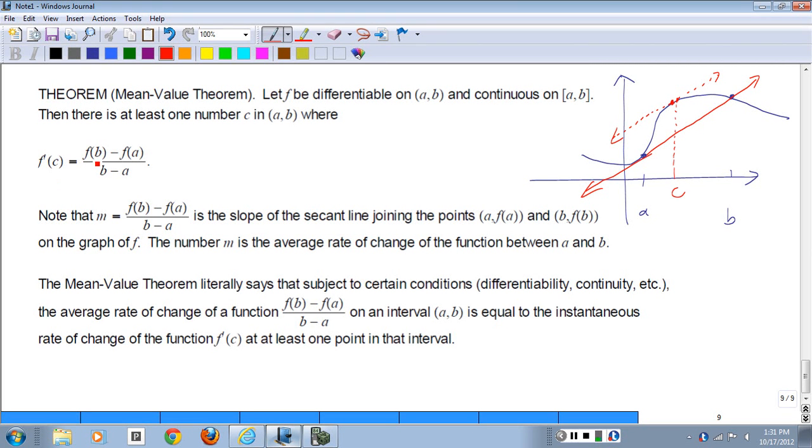So, f of B minus f of A over B minus A, that's the slope. That's the change in y over the change in x, because this is the point B, f of B. This is the point A, f of A. So the slope formula, y sub 2 minus y sub 1 over x sub 2 minus x sub 1, calculates the slope of the line connecting those 2 points. And then f prime of c is the slope of the tangent line because it's the value of the derivative at c.